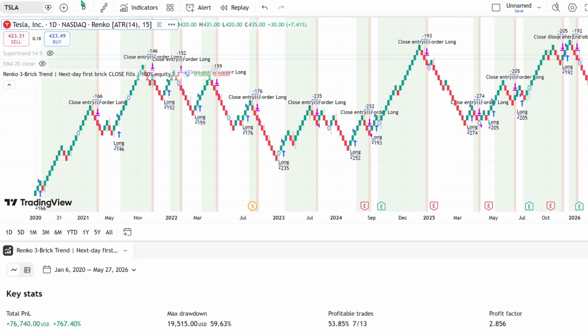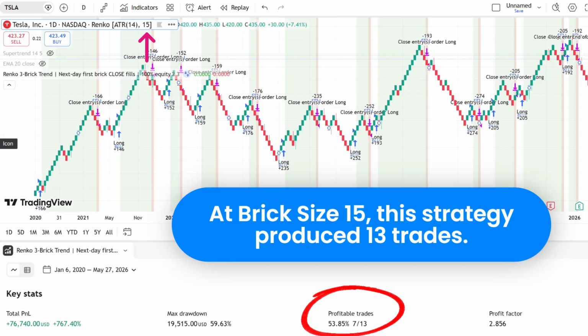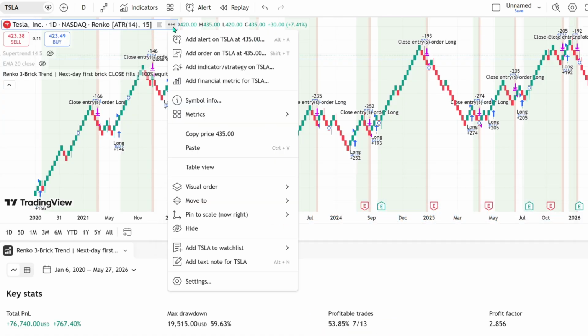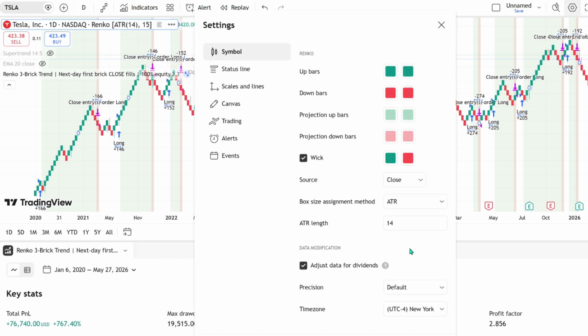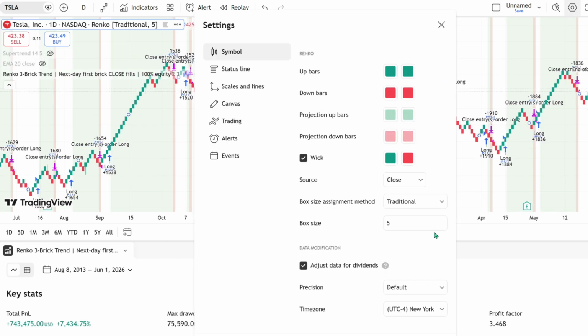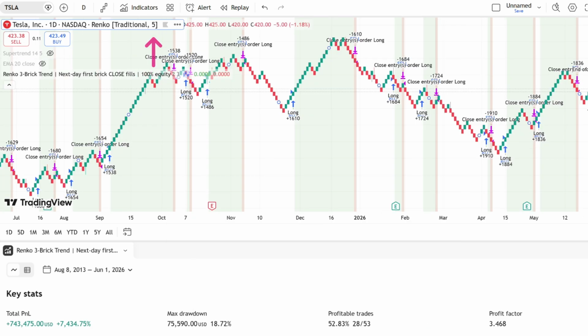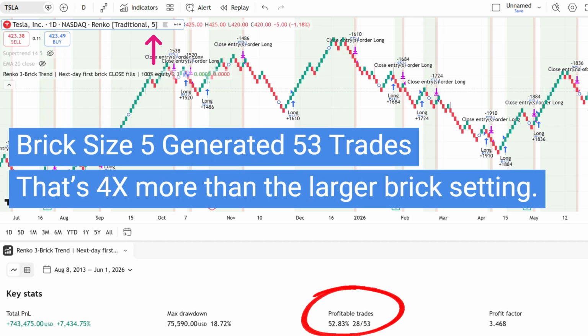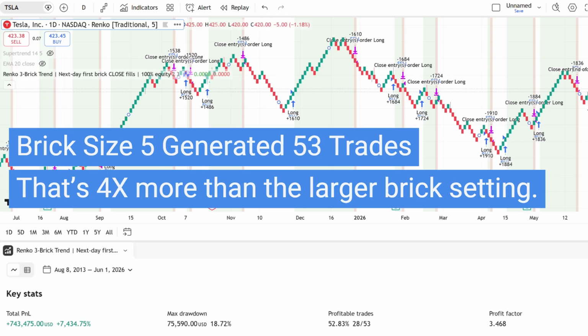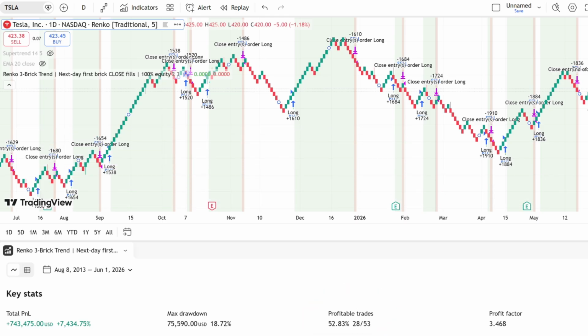If I could only change one Renko setting, it would be brick size. Brick size controls how much price movement is required before a new brick appears. Smaller bricks make the chart react faster. You'll see more reversals. You'll see more signals. You'll also see more noise. Larger bricks do the opposite. The chart becomes smoother. Trends become easier to see. But entries and exits may happen later.